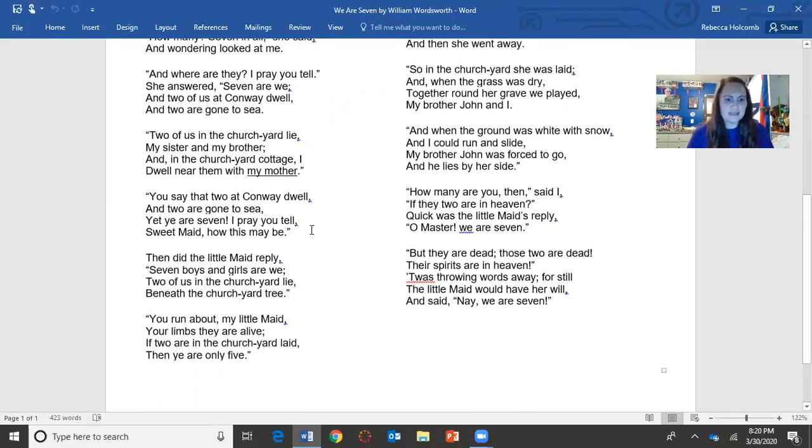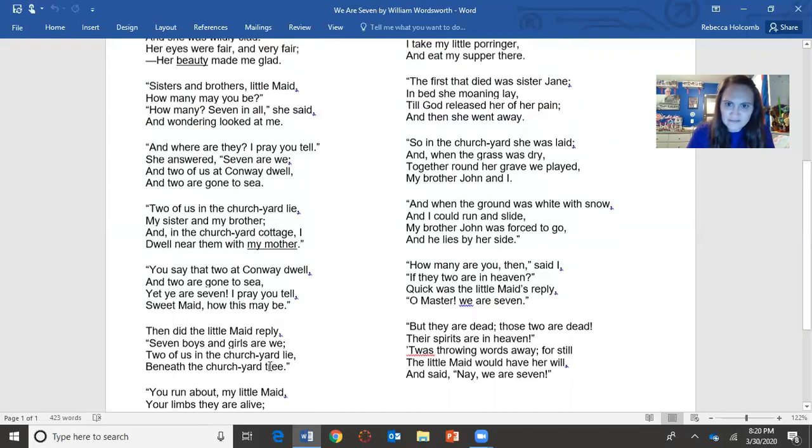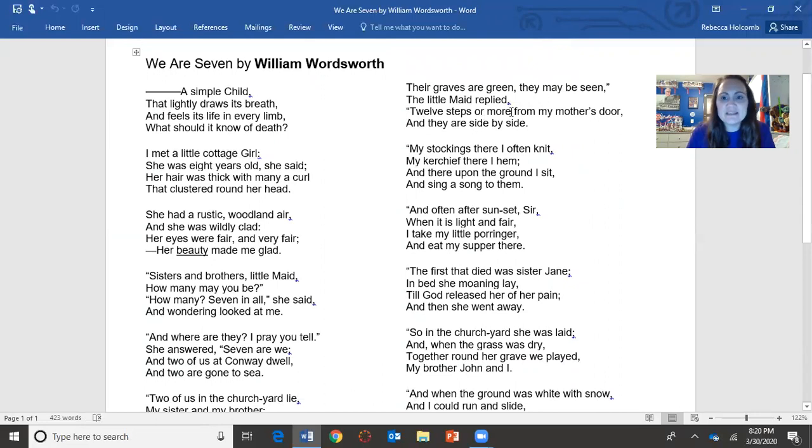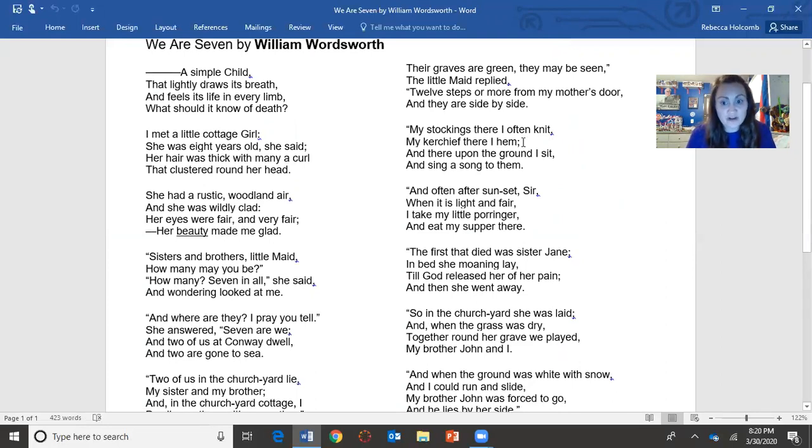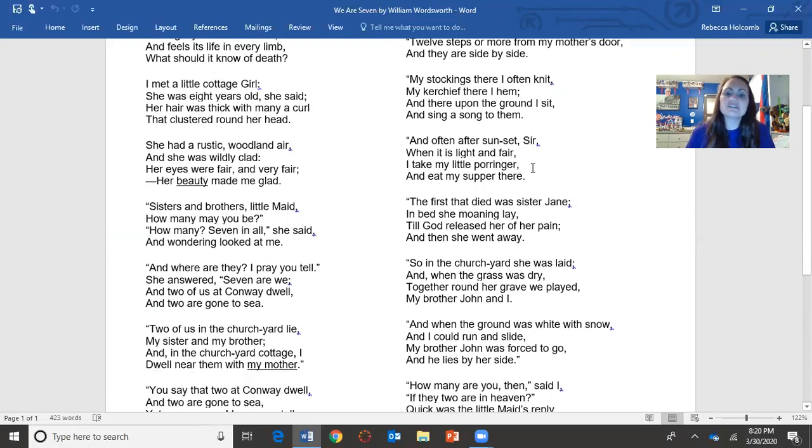Then did the little maid reply, 7 boys and girls are we, 2 of us in the churchyard lie, beneath the churchyard tree. You run about, my little maid, your limbs they are alive. If 2 were in the churchyard laid, then ye are only 5. Their graves are green, they may be seen, the little maid replied. 12 steps or more from my mother's door, and they are side by side. My stockings there I often knit, my kerchief there I hem, and there upon the ground I sit and sing a song to them. And often after sunset, sir, when it is light and fair, I take my little porringer and eat my supper there.